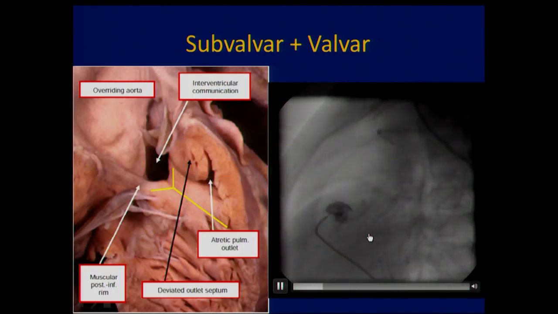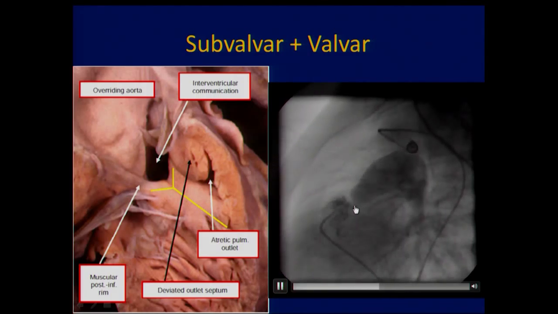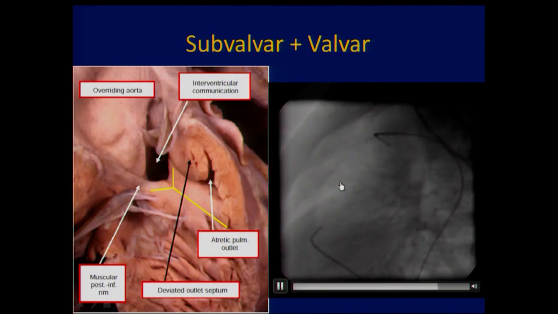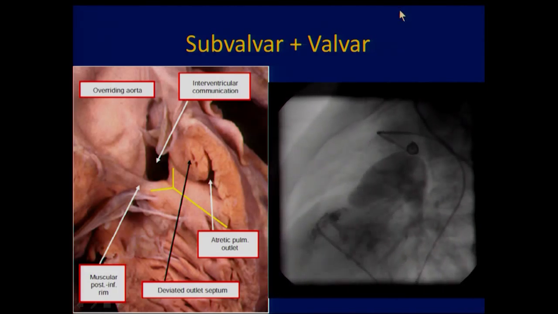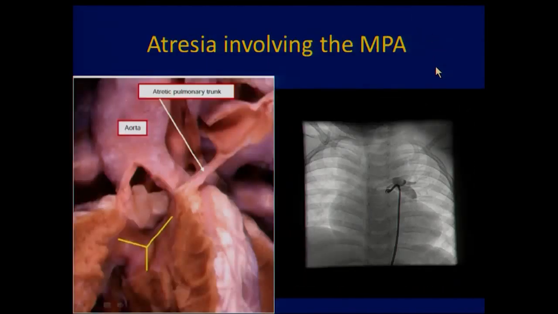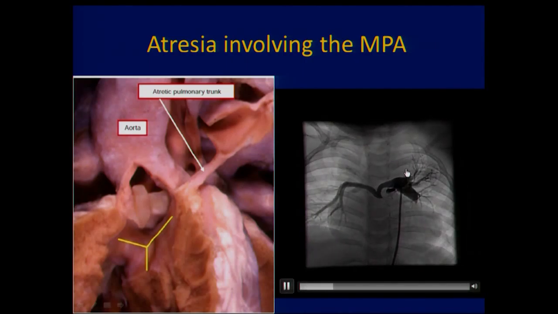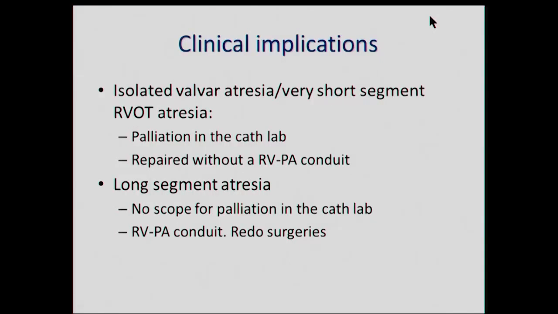And this is an example of a short segment atresia where you can see that it is more than a membranous atresia, a valvular atresia, and a very short segment below the valve, which is atretic. And then you can have atresia of the right ventricular outflow tract, which also involves the main pulmonary artery. And this is an example of atresia of the right ventricular tract, which involves the main pulmonary artery. What you can see probably are only the branch PAs.